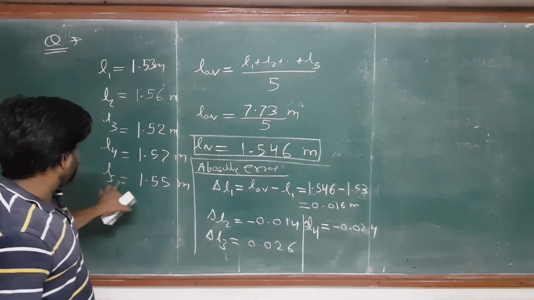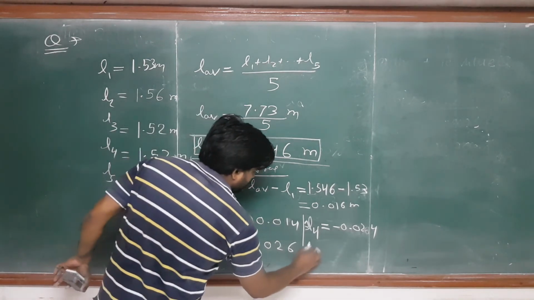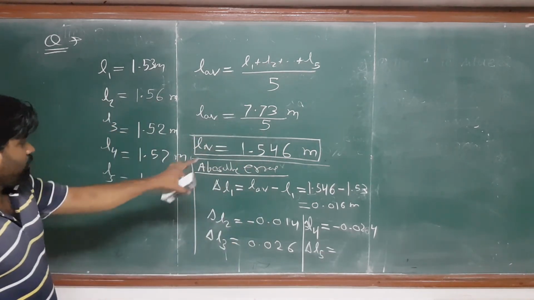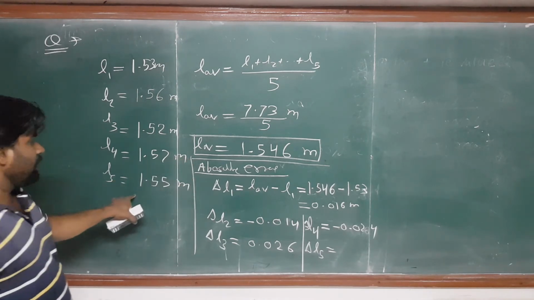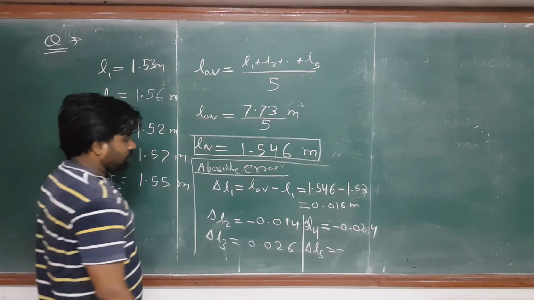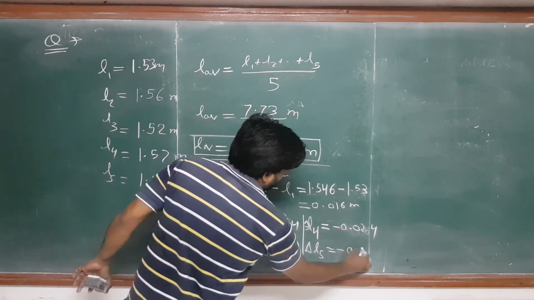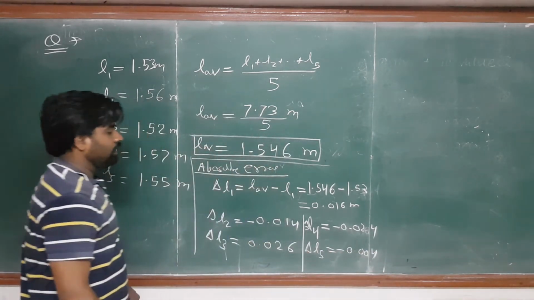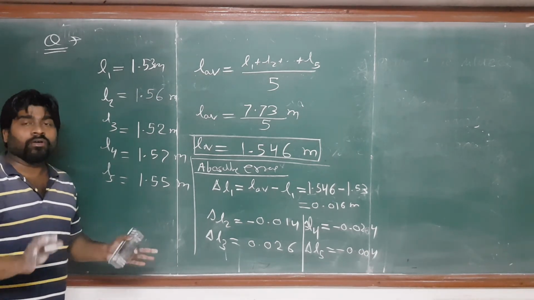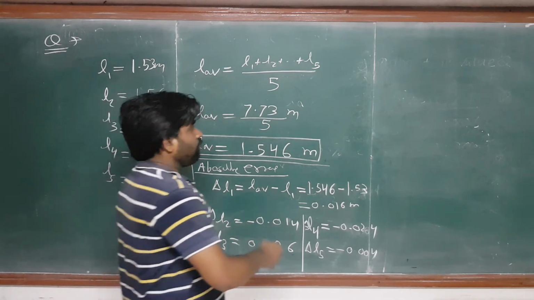And the del L5, so I'm writing here del L5 is 1.4546. Again it is greater, so it would be negative, and it will come to 0.004 only, right? So some are negative, some are positive. So some quantity you have written here.